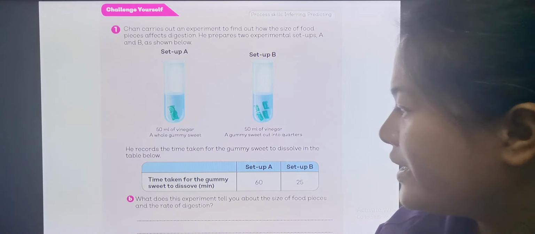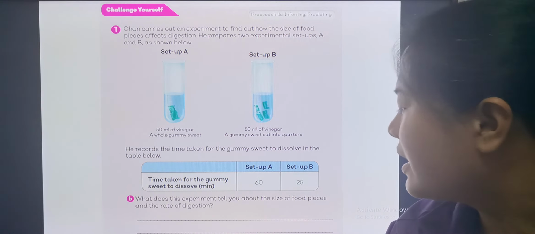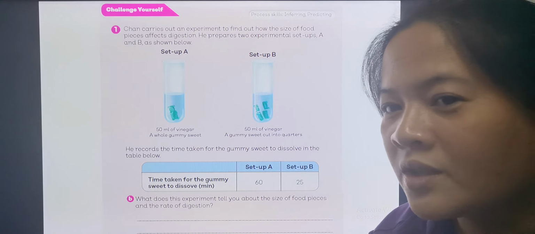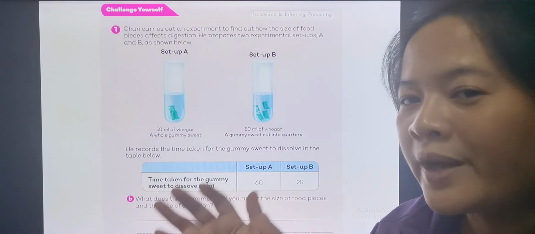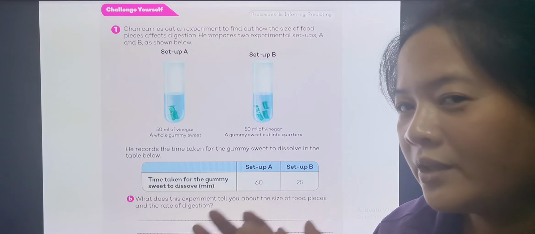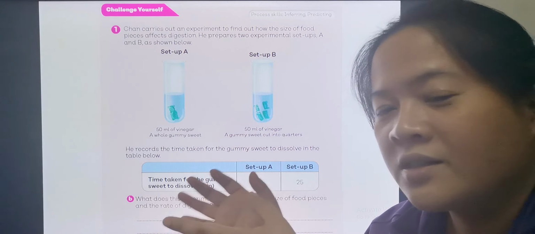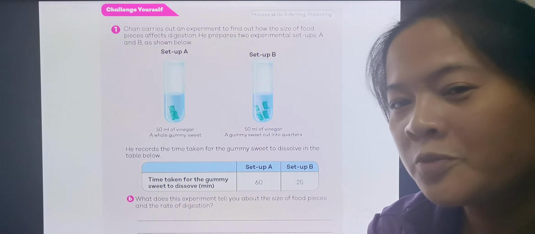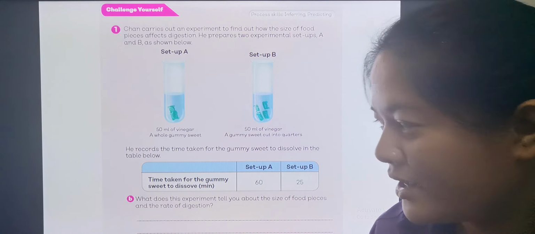And for letter B, what does this experiment tell you about the size of the food pieces and the rate of digestion? So what can you say about the size and the rate of digestion? So you can say if it's bigger, is it faster or is it slower? Okay, if the food pieces are smaller, will the digestion be faster or slower?